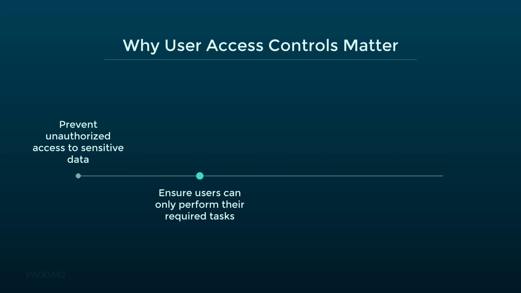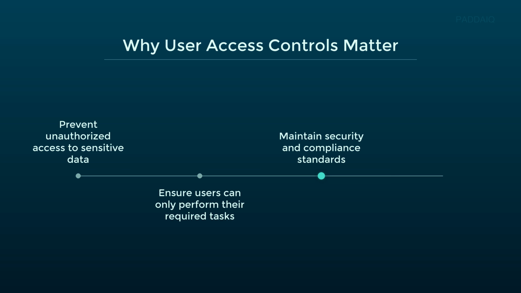Ensure users can only perform their required tasks. This means giving each person just the permissions they need for their job, nothing more. For example, an HR assistant can update employee details but cannot approve company-wide budgets. This approach minimizes risk and maintains operational integrity by strictly limiting system access to essential functions only.